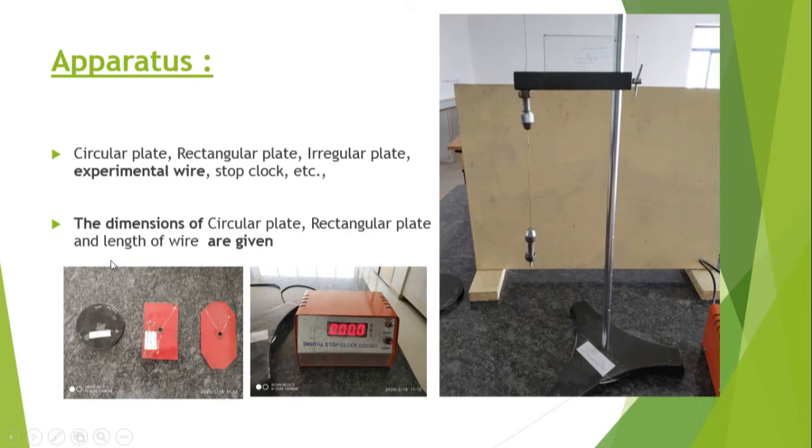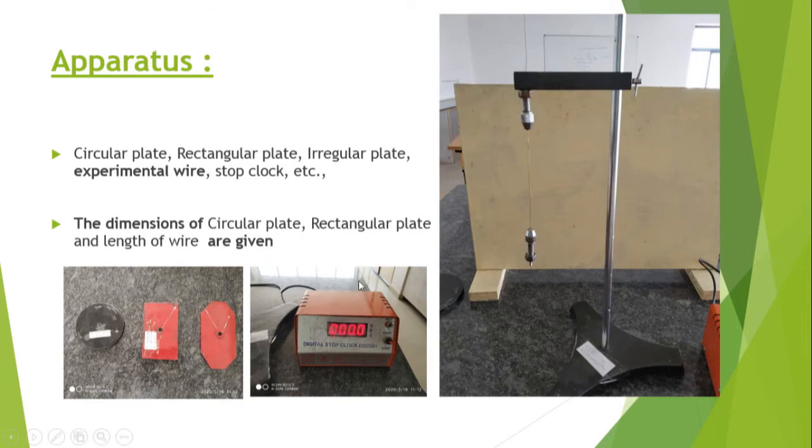Next is the wire, which has a given length. You can see this is the retort stand, and we have the wire and the screws. One screw is here and another screw is here. In between the screws there is a suspension wire whose length is fixed. The dimensions of the circular plate, the rectangular plate, and the length of the wire are given, so there is no need to find these dimensions.